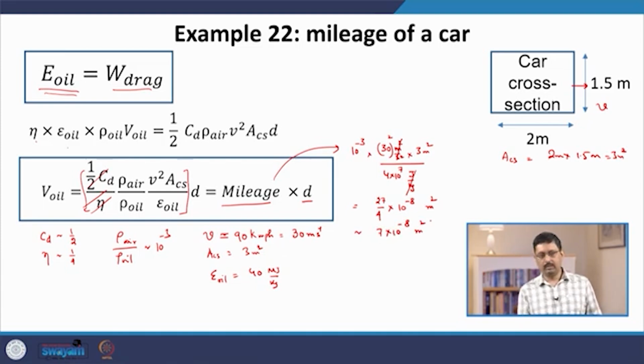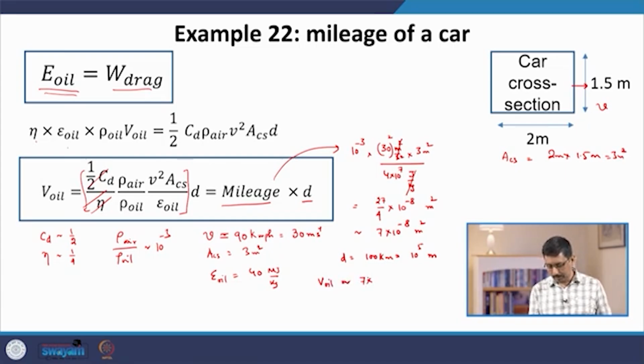Now, it is given that the car has moved for a distance of 100 kilometer. So, d is 100 kilometer, which is about 10 to the power 5 meter. Then the V oil is approximately 7 into 10 to the power minus 8 meter square into 10 to the power 5 meter.